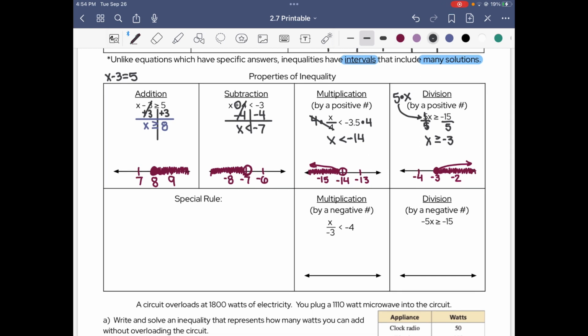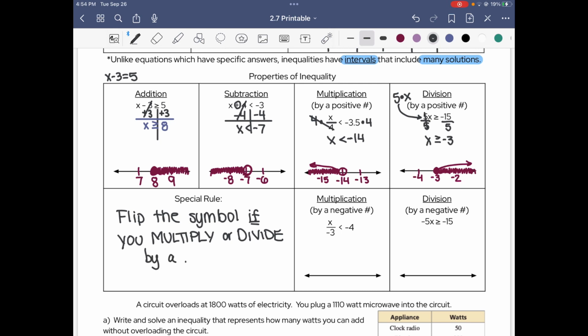All right, last rule about inequalities is a special rule about multiplying and dividing. You must flip the symbol, and by symbol I mean the less than or greater than symbol, if you multiply or divide by a negative.